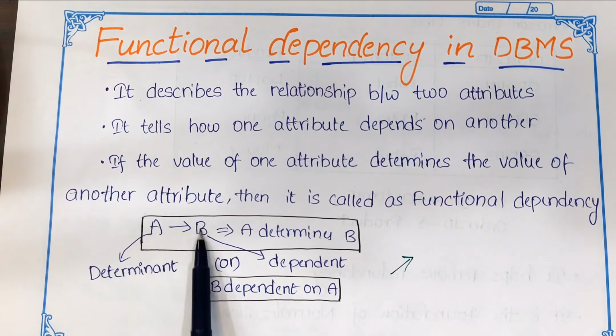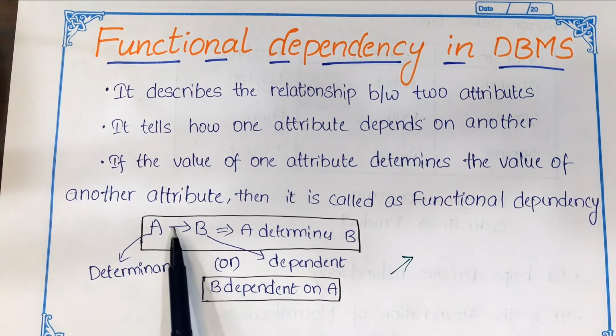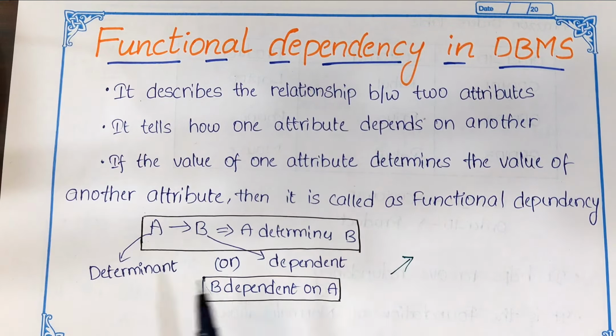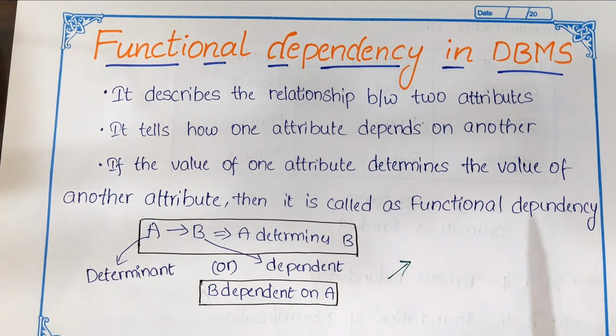Because A is determining B, A is representing B here, right? And B is dependent on A. Based upon the A value only, B is dependent. This is a rough example of the functional dependency.